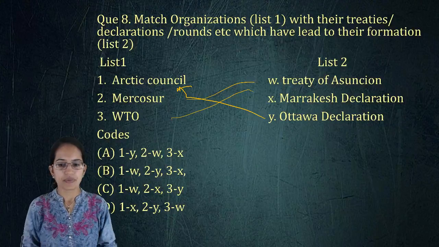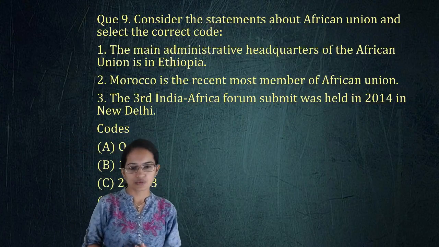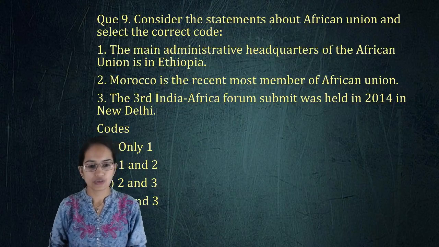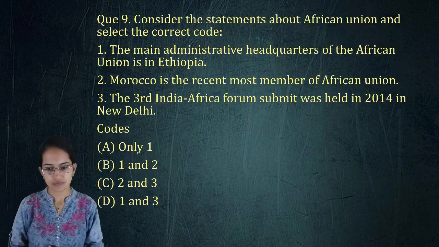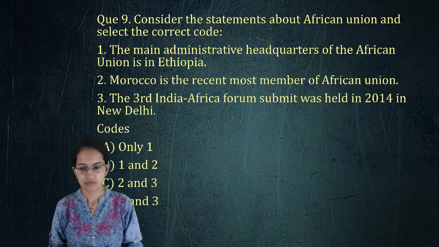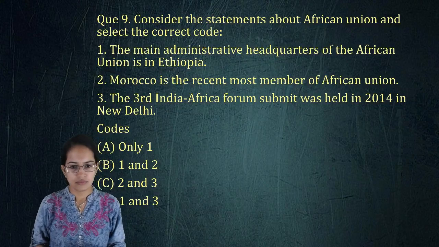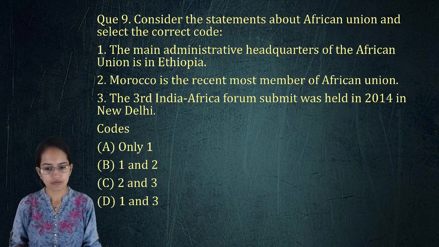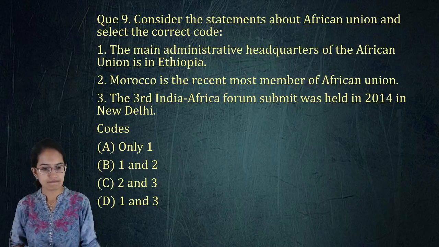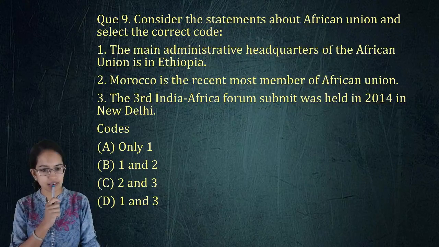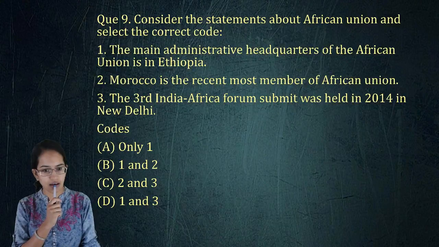The next question is another important question talking about African Union. So select the code which has been talking about African Union correctly. So which of the options are correct? Question 9, looking for the right answer. Question 9, still looking for the right answers. So Ramya has the right answer here.